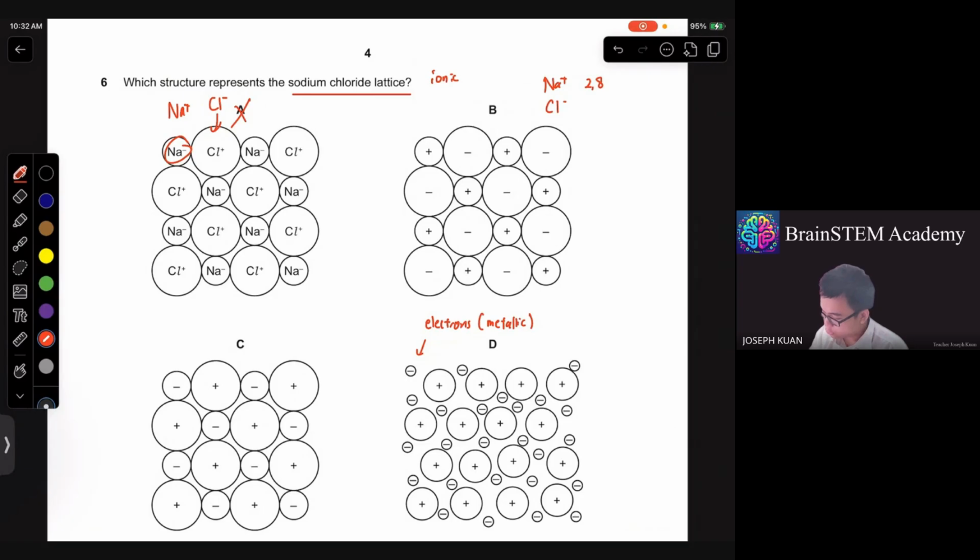Chlorine is 2, 8, 7, which forms an ion of 2, 8, 8. In that sense, chloride is larger than sodium. So the answer is B for board.